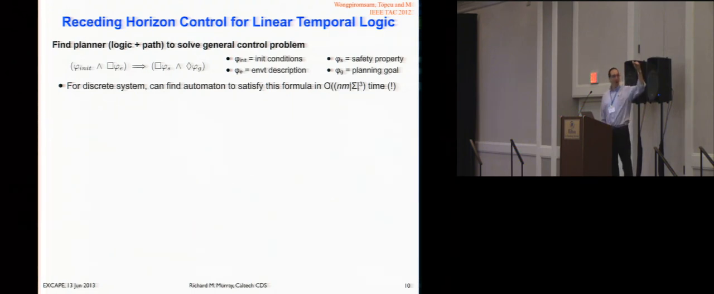Okay, so this is a formula that is in GR1 form, and so we can solve it in roughly cubic complexity in the number of states, and then the number of clauses and other things are the n and m in there. So how do we do that?